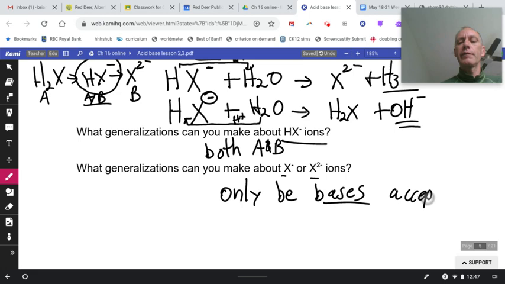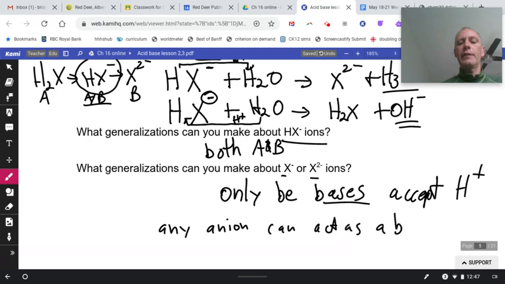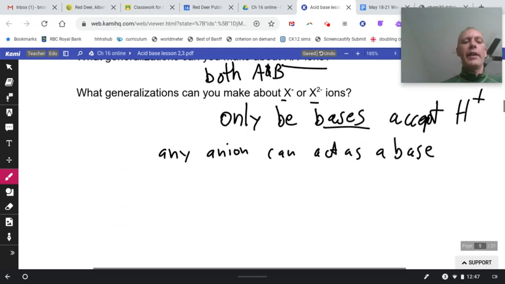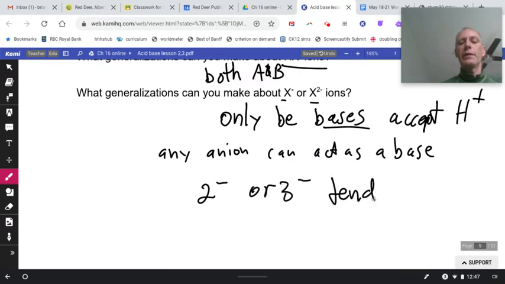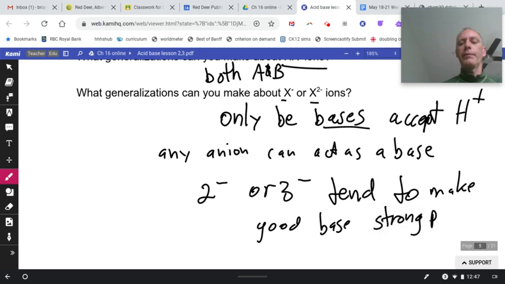Except H plus. So as a rule, anything that has a minus or any anion can act as a base, and 2 minus or 3 minus tend to make good bases because they have a strong pull for protons, positive protons. It's all about attraction, repulsion.